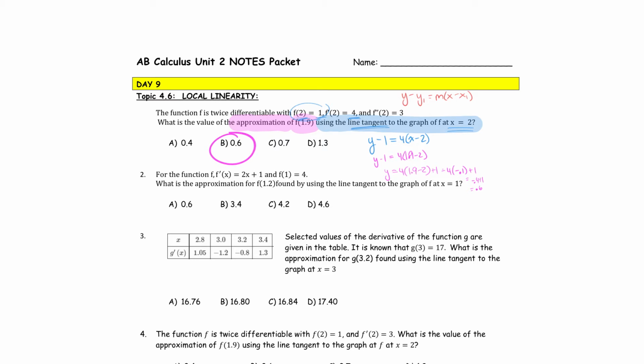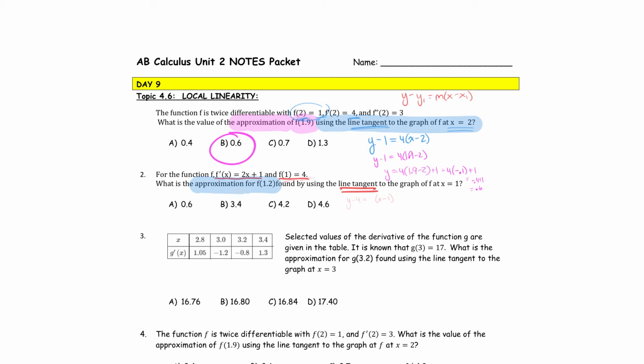All right, question number 2 says for the function f prime of x equals 2x plus 1. So this is our derivative, and then they give us f of 1 equals 4. It says, what is the approximation? So again, we are going to approximate for 1.2 by using the line tangent at x equals 1. So the tangent line for x equals 1 is going to be y minus 4, because 4 is our y value here, equals the slope, which we don't yet have, so I'm going to leave that blank, times x minus 1 because of the x value given.